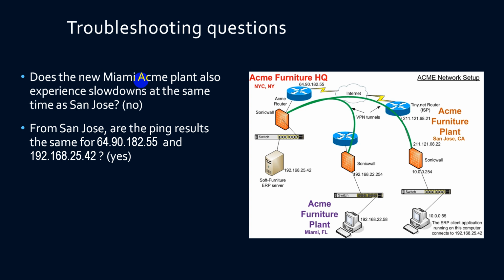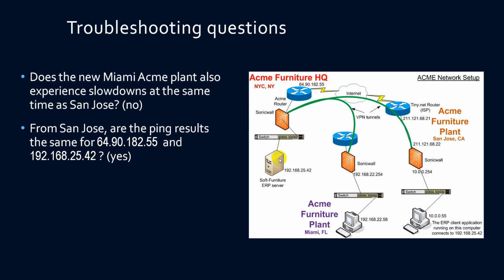Secondly, what you can do is a ping test from the PC. Let's say that's over here, the 10.0.0.55. From this PC, you can ping the IP address of the router in New York, which is up here. If the ping results that you're getting are the same as when you're pinging the server, then at least it tells you the problem is not with the server.